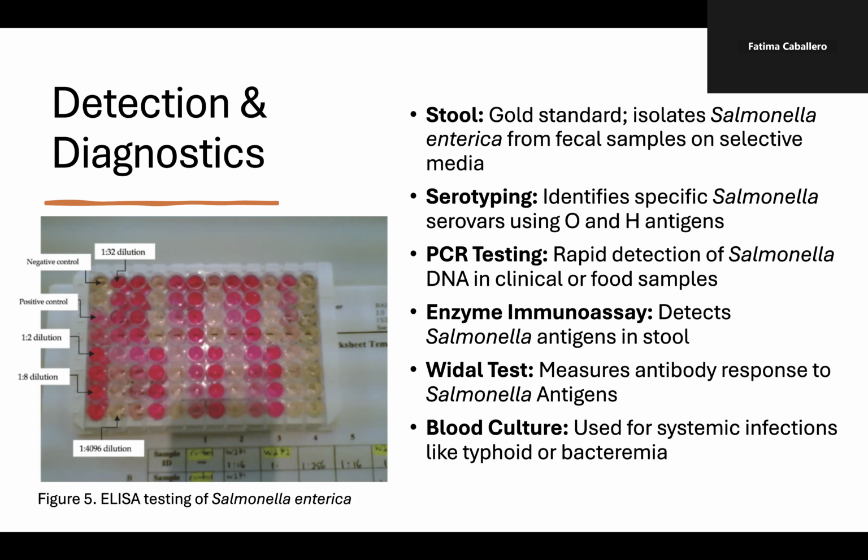The Widal test is a blood test that checks for antibodies, but it's not as accurate as the other methods, so it's used less often. And if the infection becomes more serious, like if the bacteria gets into the bloodstream, then a blood culture can be done to confirm it and guide treatment. Overall, between stool cultures, PCR, and antigen tests, there are a lot of reliable ways to detect and diagnose Salmonella enterica.